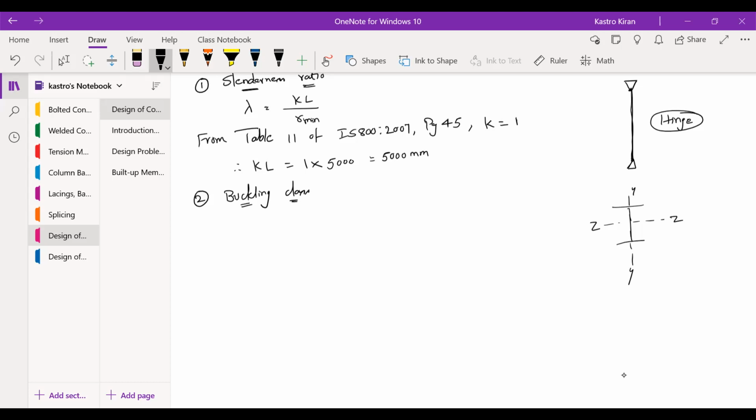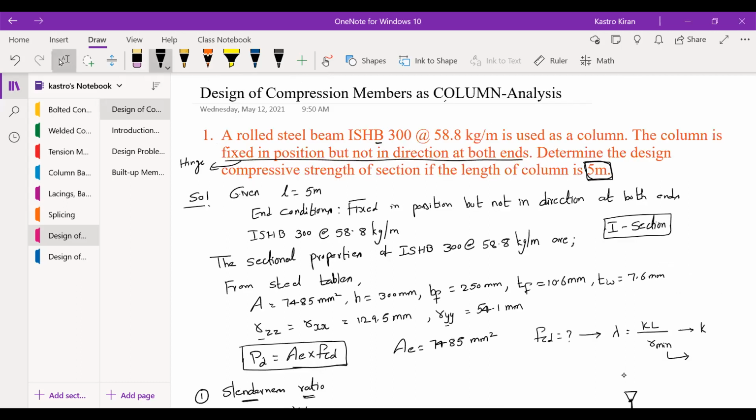Based on the bending phenomena of the axis, that is based on the ZZ and YY axis, you have 4 buckling classes: buckling class A, B, C and D. Now you need to identify which buckling class our section belongs to. How will you find this out? In order to find the buckling class, you need to refer to table 10 of IS 800-2007, which is on page number 44. Let's go to page 44 and look at which buckling class our section belongs to. Remember, our section is an I section, because it is an ISHP, which represents an I section.